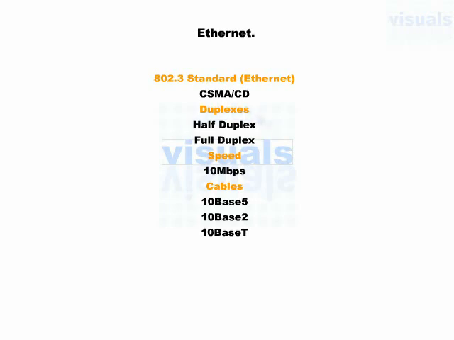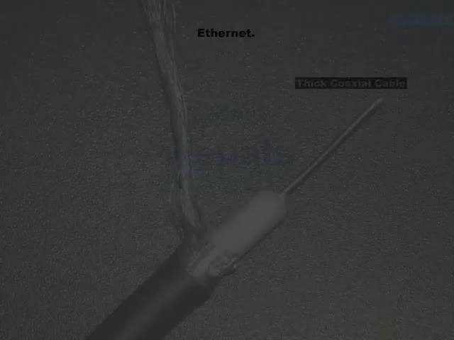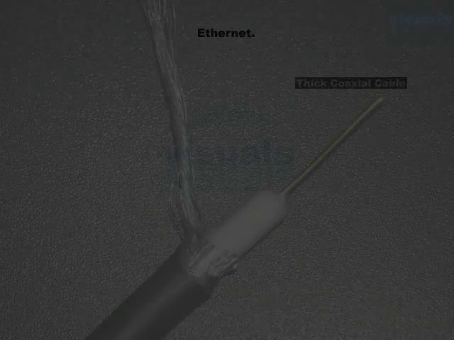At number 1, 10 base 5. It provides 10 Mbps based on thick coaxial cable. 5 means thick coaxial cable. 10 base 5 cable length could be up to 500 meters approximately. Okay, now let me show you thick coaxial cable, how it looks like. It is thick coaxial cable.